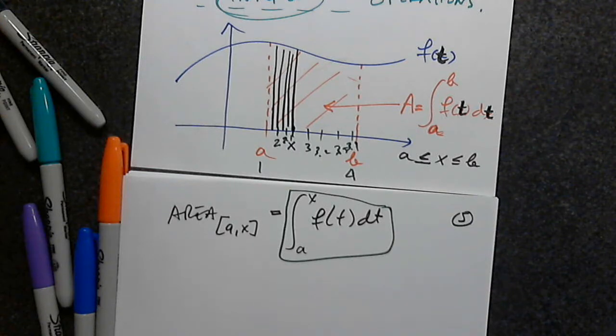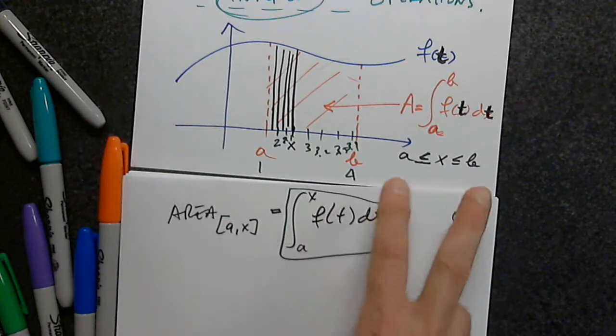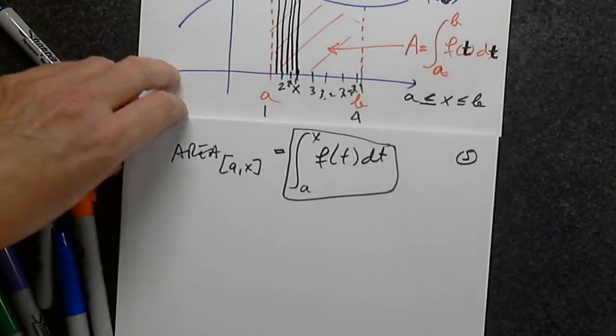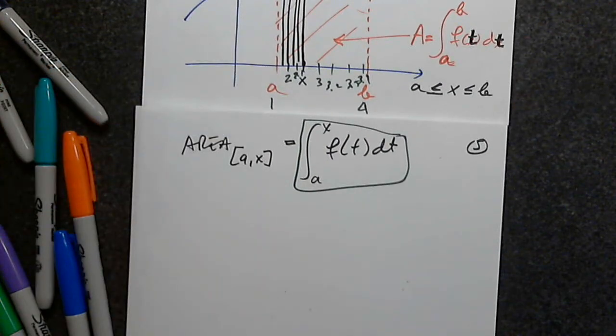Every time we have an input, we get a number, and we get another input, and we get another number, and we get to put in another value, and we get another number. What are we creating? With an input and an output, what do we always create? A function. So this, because x can be any real number between a and b, is a function given to us in the form of an integral.